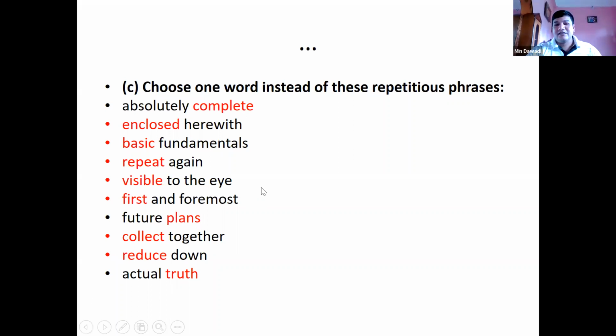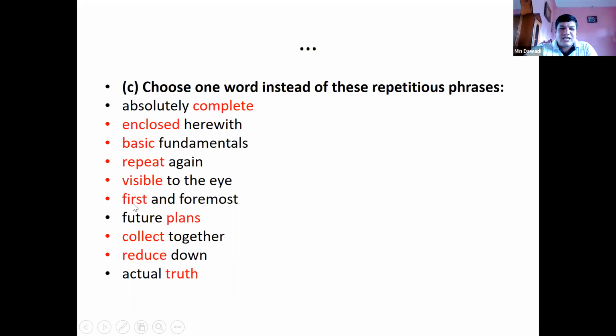Visible to the eye. In Nepali we say, I heard with my own ears, I saw with my own eyes. But hearing is done with ears anyway. I heard is enough. No need to say I heard with my own ears. I saw it is enough. No need to say I saw with my own eyes. That makes the writing redundant. Just say it is visible. No need to say it is visible to my eyes.